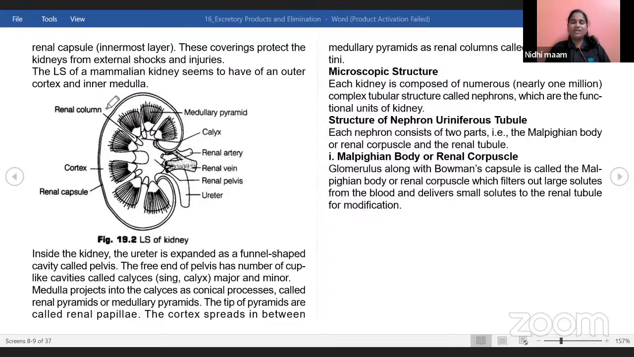So the LS, when we take the longitudinal section of the kidney, it appears like this. Then we can see the internal structure. The LS of the mammalian kidney seems to have an outer cortex.